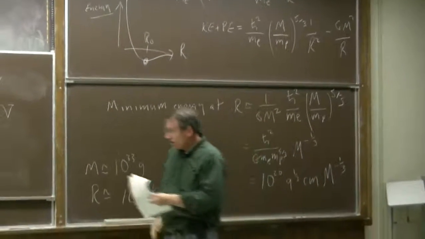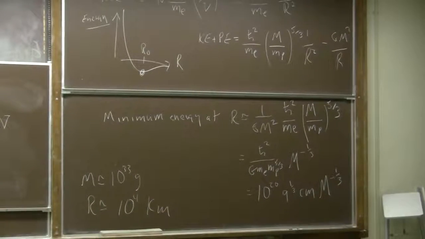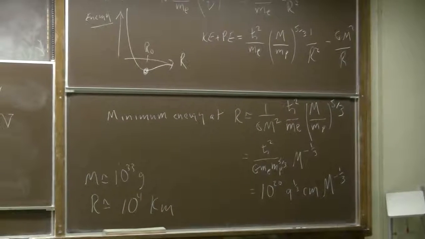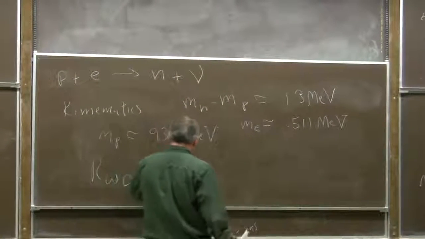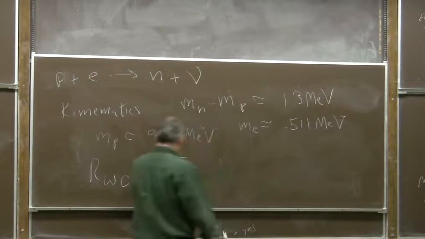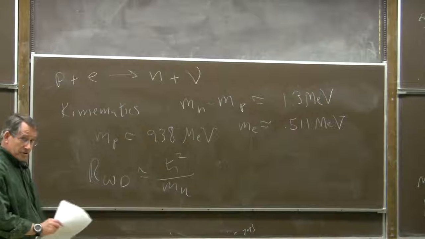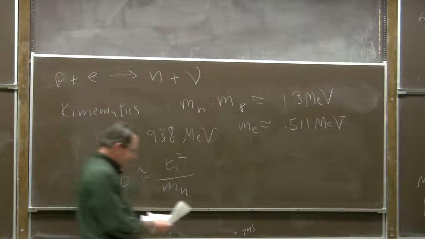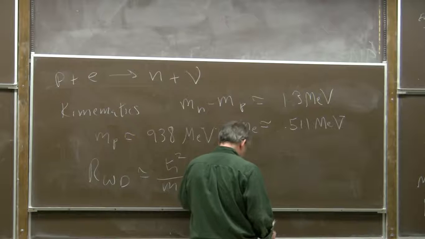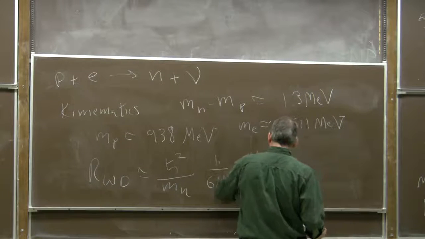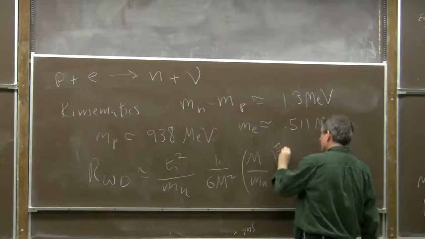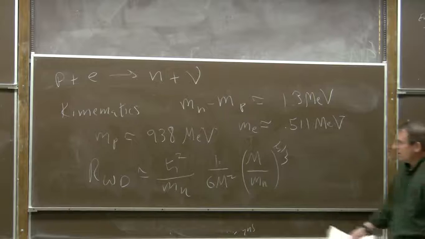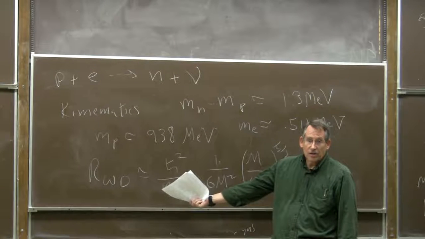Okay. So, that means that the radius of the white dwarf is going to be given by a similar formula, but we'll have the mass of the neutron in the denominator, because the kinetic energy goes like p squared over the mass of the neutron times the stuff we had before, 1 over G M squared number, which I can take to be total mass of star divided by mass of neutron to the 5/3. So the important difference is, now we have 1 over the mass of the neutron.